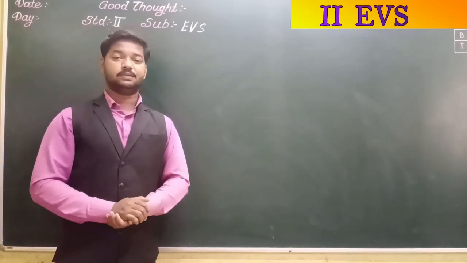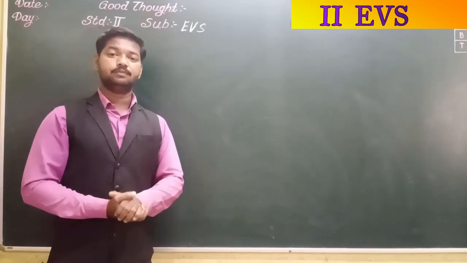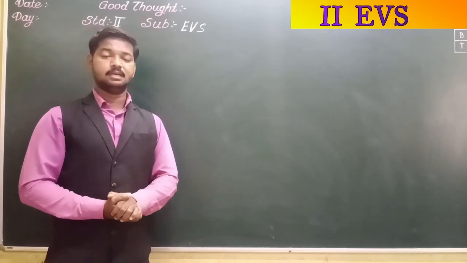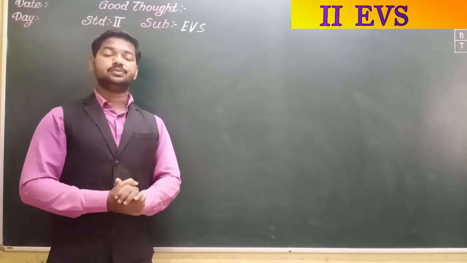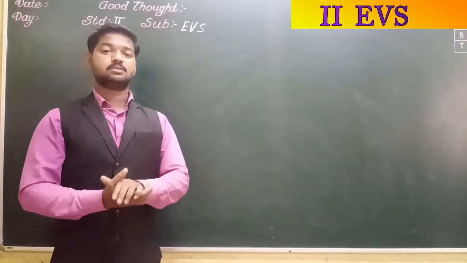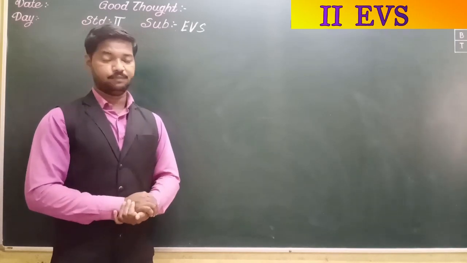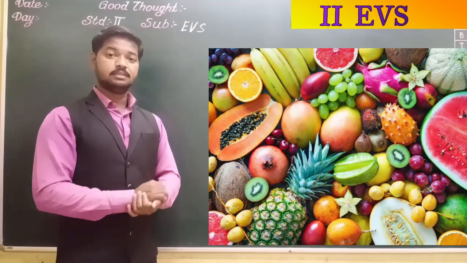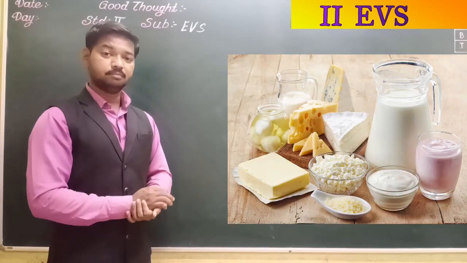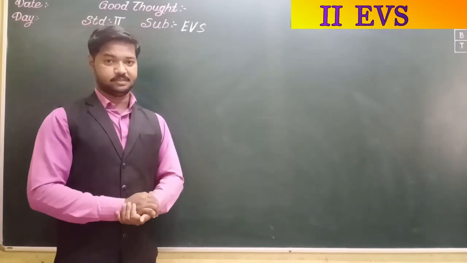So what have we learned today? We have learned about balanced diet. Eating all kinds of food in a balanced manner is known as balanced diet. Also we have to drink lots of water. Also we have seen sources of food. Plants and animals are sources of food. We get vegetables, fruits, cereals, pulses from plants. We get milk, meat, eggs from animals.